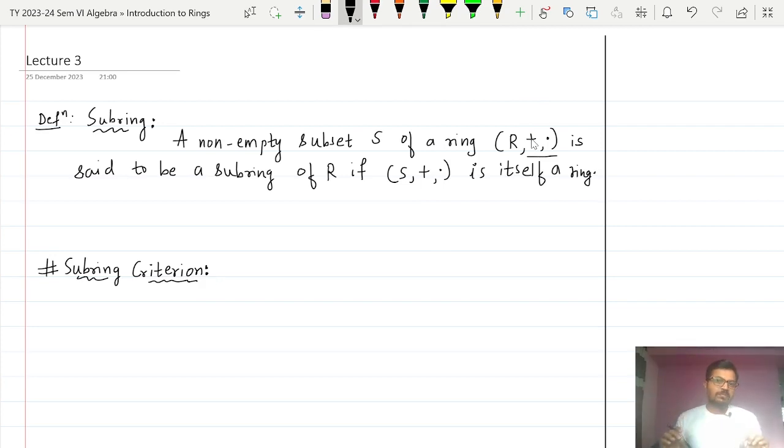Now as we know, this is a very tedious job. Proving a ring is very lengthy. So if we have to show a certain subset of a ring is a subring of it, then we are again supposed to show that it is a ring. So we are supposed to prove all the 7 properties together with the binary operations, and it becomes a very lengthy job. So in order to reduce this, there should be some criteria, and we call it the subring criteria. Now let us see what it is.